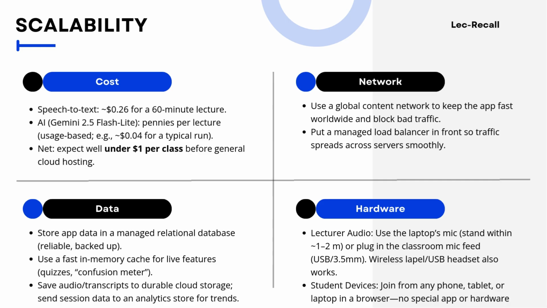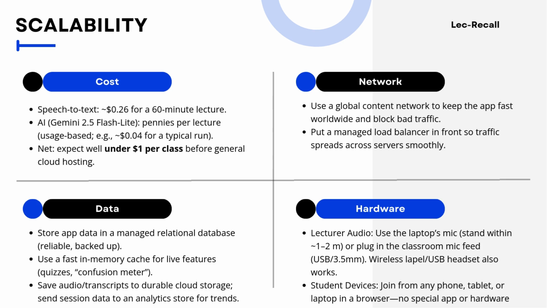This is also cheap to run. Speech to text is about $0.26 for a 60-minute lecture. AI processing with the Gemini 2.5 Flash-Lite adds pennies, roughly $0.04 for a typical run. All in, we expect well under $1 per class before general hosting, making it feasible for large courses and budgets.